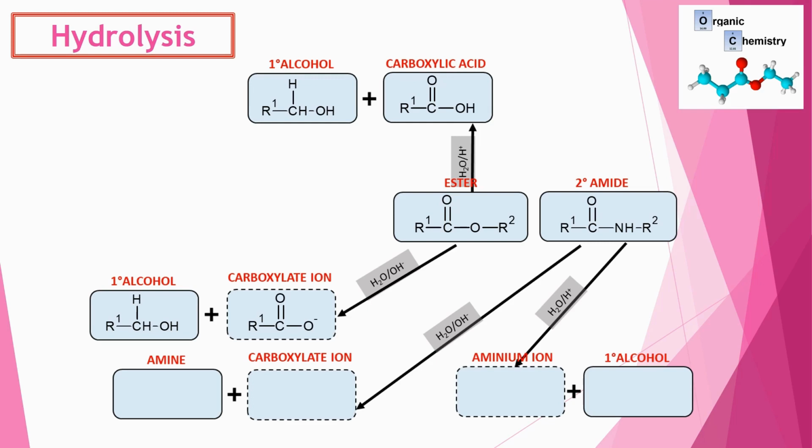The slight difference here is when we add the base, again we get the carboxylate ion and the amine produced, but when we add the acid we get the aminium ion, that's the NH3+ ion, and we get the alcohol produced. So this is a summary of the type of reactions we need to be able to understand, and let's look at some more detail.